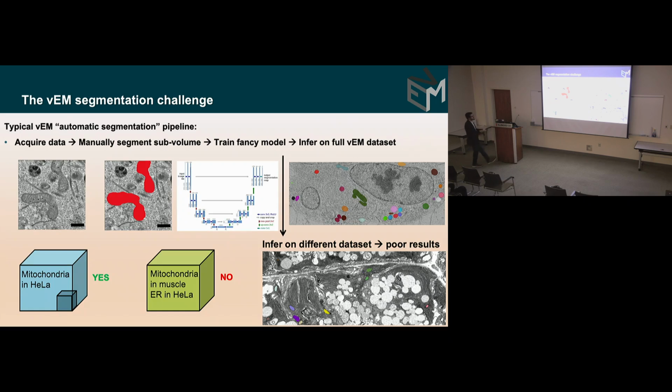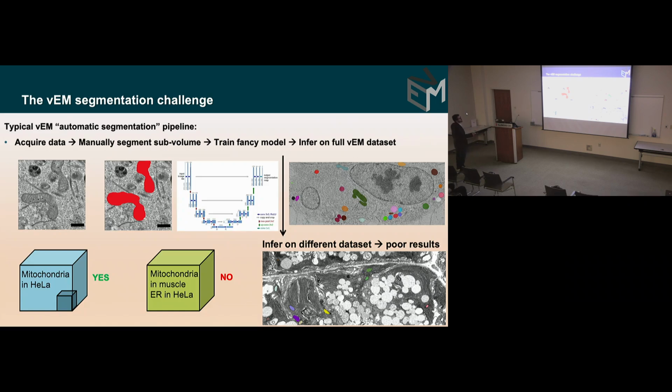But the problem is, this is how it's currently done, right? You acquire the data, you manually segment a subvolume, right? And then you train a neural network or model to recognize, say, mitochondria. And then you do something called inference. You run inference on the entire volume, right? So here's the amount of data that you've collected. You do the manual segmentation on a small fraction. You then train a neural network, and you say, okay, you figured out what the mitochondria is. Now find out where the mitochondria are in the entire volume.